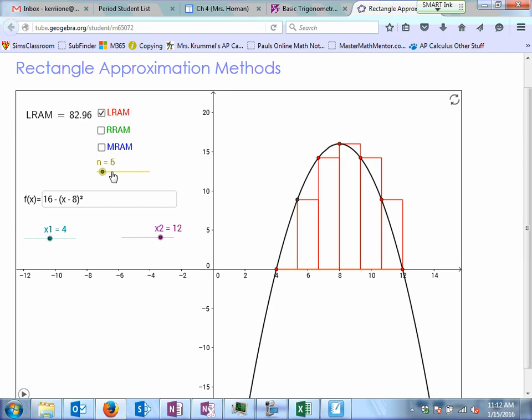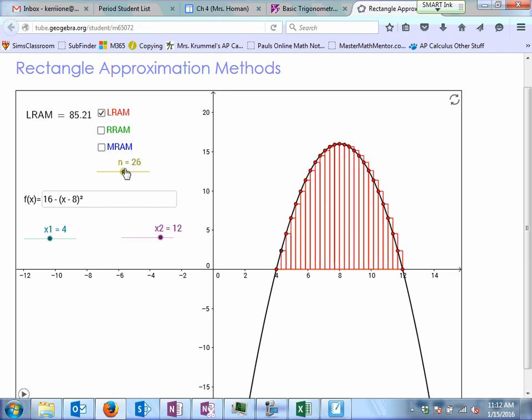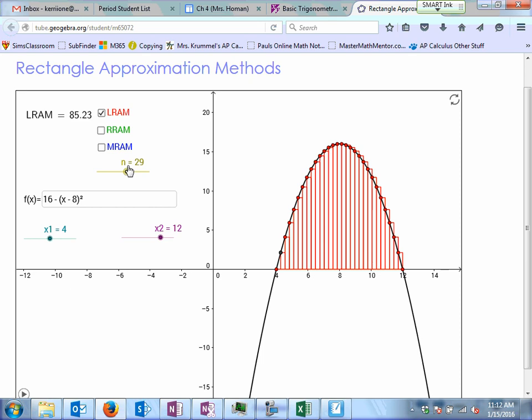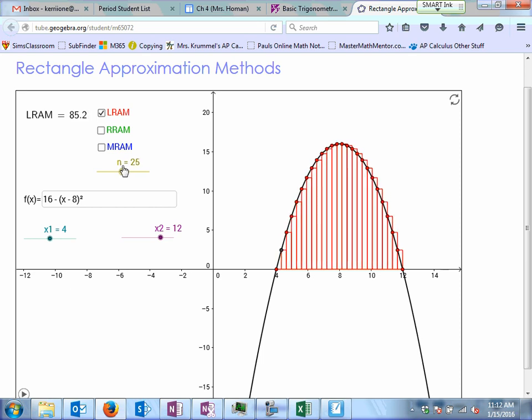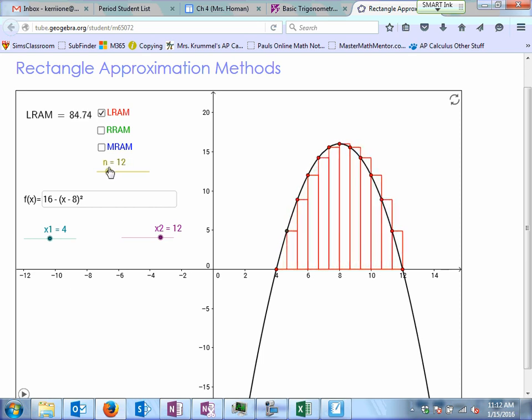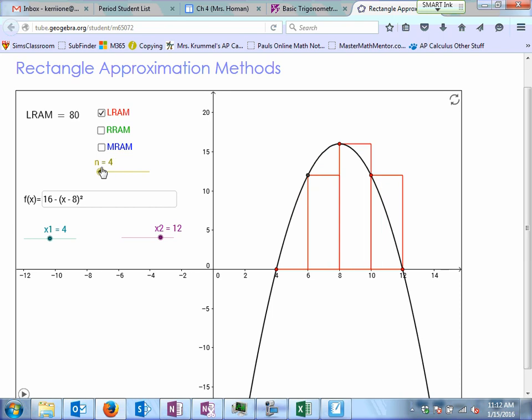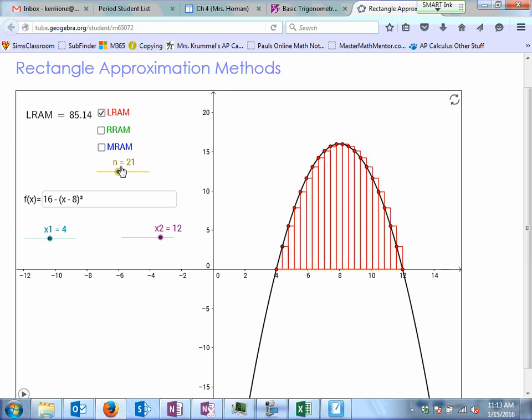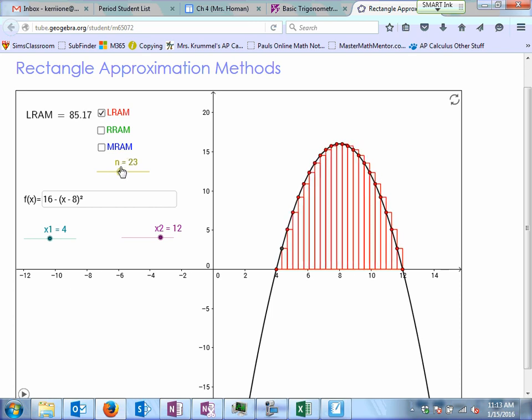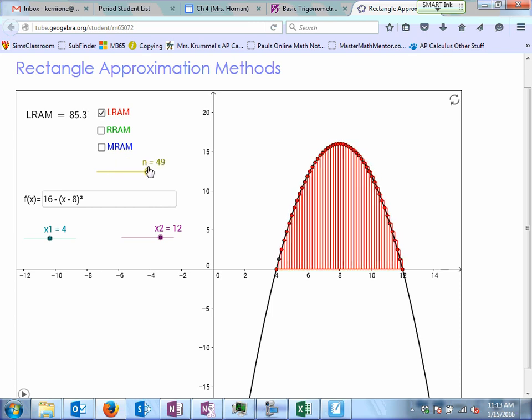What happens as we increase the number of rectangles? Okay, our area gets more accurate, correct? The fewer we have, the less accurate you are. So keep that in mind as we're going through this. The more rectangles we have, the better, but we may not want to calculate 49 rectangles by hand, right?